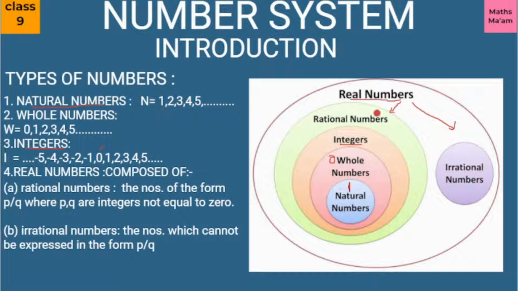So what are rational numbers? We should know what rational numbers are. Rational numbers are those which we can write in the form of a fraction, like 2 by 3, 4 by 5, or in terms of decimals, 0.3, 0.4, like this, to any number of places, and they should be terminating. And irrational numbers are those which cannot be expressed in the form of p by q, which we can't express in the form of a fraction. So those are irrational numbers.